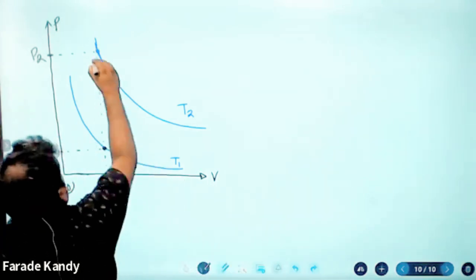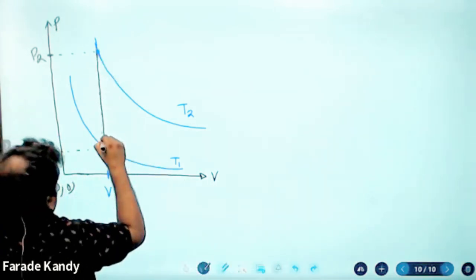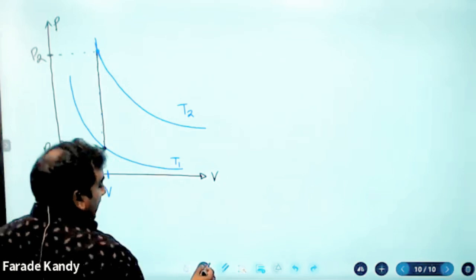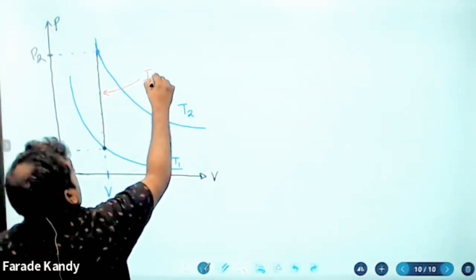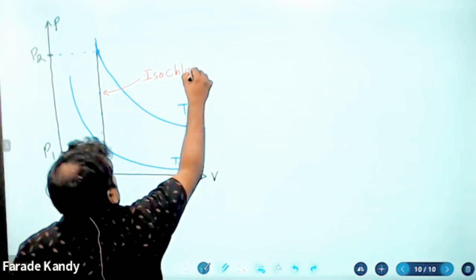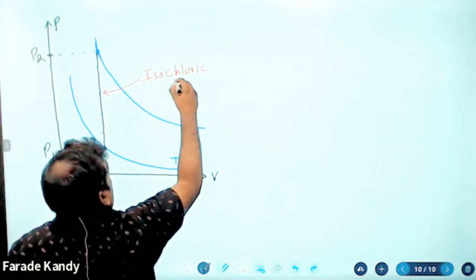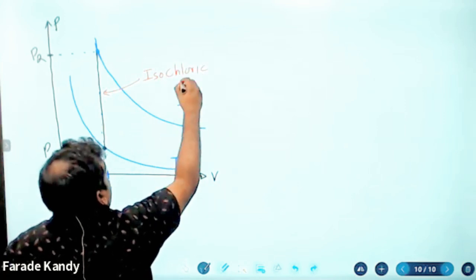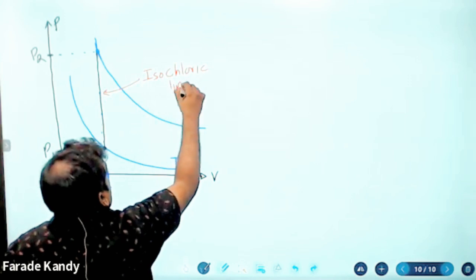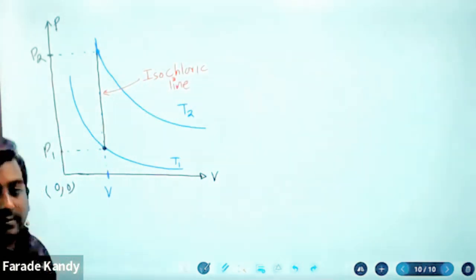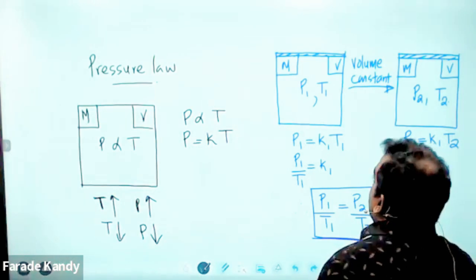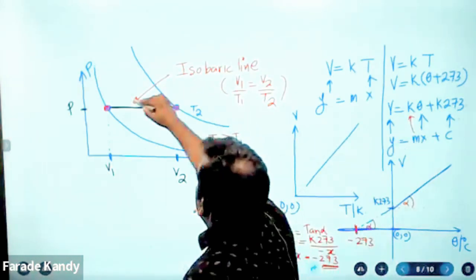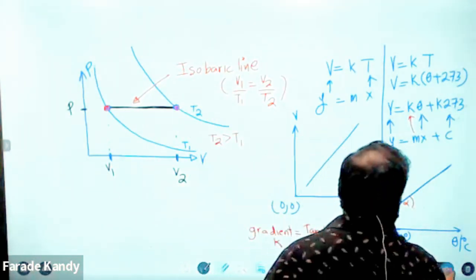This is called the constant volume line or isochoric line. Isochoric. Choric means volume. Isochoric line. And what do you call this? Isobaric line, and the other is the constant volume line.